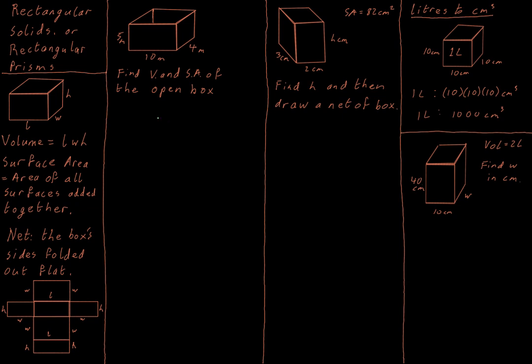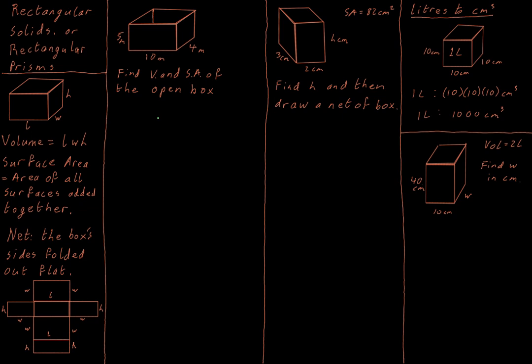Hello, now we are going to look at rectangular solids, and we might also call these things rectangular prisms. So to begin with, our rectangular solids are just going to be like cardboard boxes. They're just rectangular boxes, and that's what we're going to look at the maths of today.